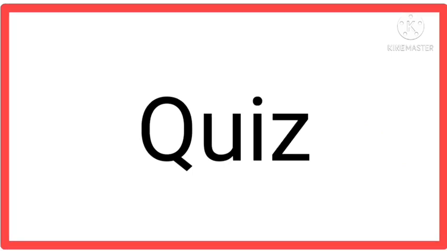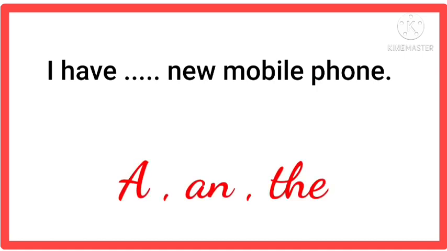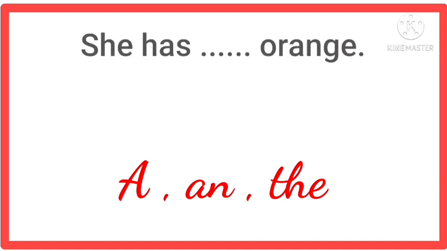Quiz time. Now it's your turn to practice. Fill in the blanks. Sentence number 1. I have blank new mobile phone. Which article should we use? I will give you 5 seconds. 1, 2, 3, 4, 5. I have a new mobile phone because we're talking about the first thing.